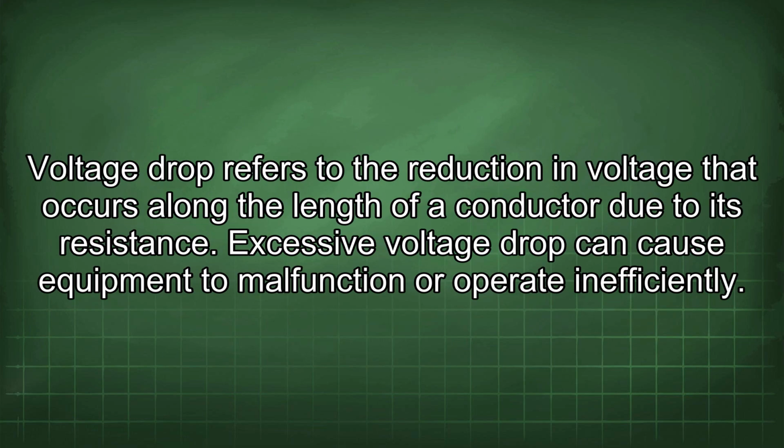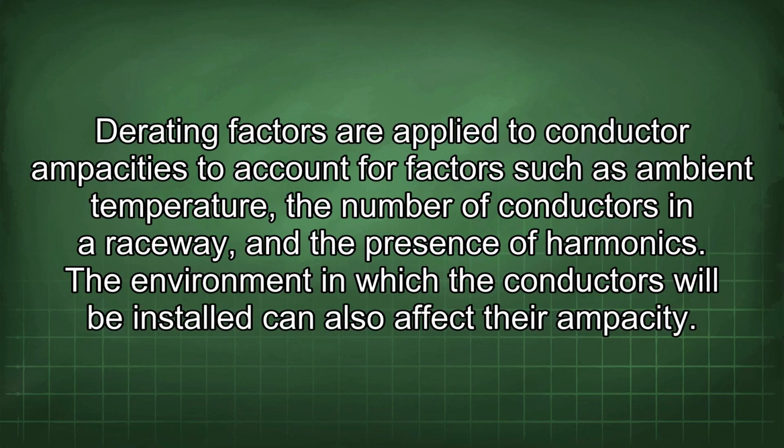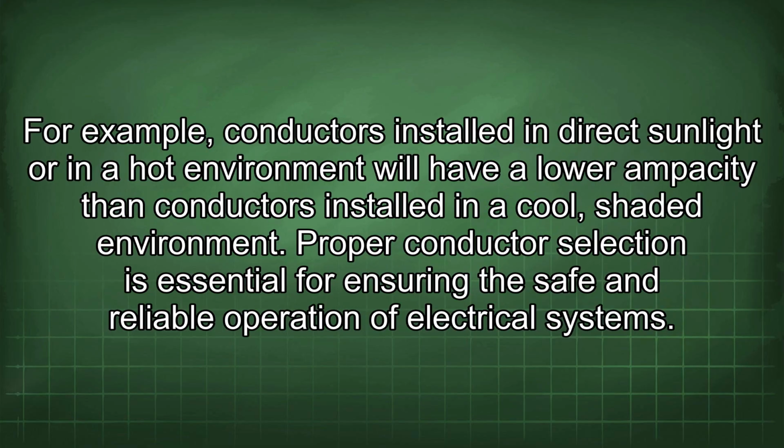Voltage drop refers to the reduction in voltage that occurs along the length of a conductor due to its resistance. Excessive voltage drop can cause equipment to malfunction or operate inefficiently. Derating factors are applied to conductor ampacities to account for factors such as ambient temperature, the number of conductors in a raceway, and the presence of harmonics. The environment can also affect ampacity. For example, conductors installed in direct sunlight or in a hot environment will have a lower ampacity than conductors installed in a cool, shaded environment.